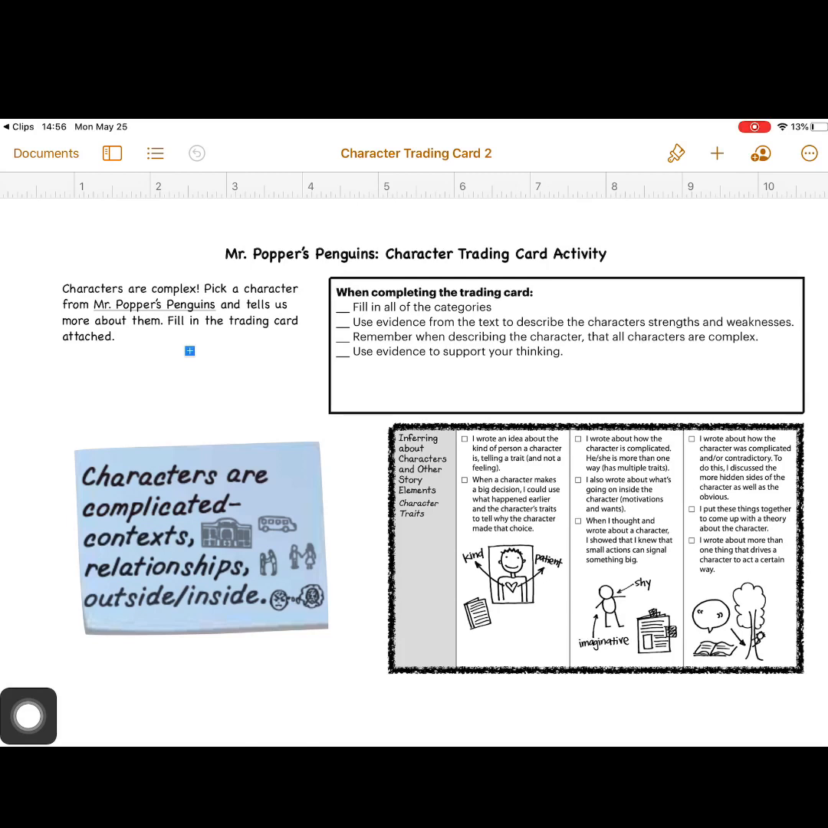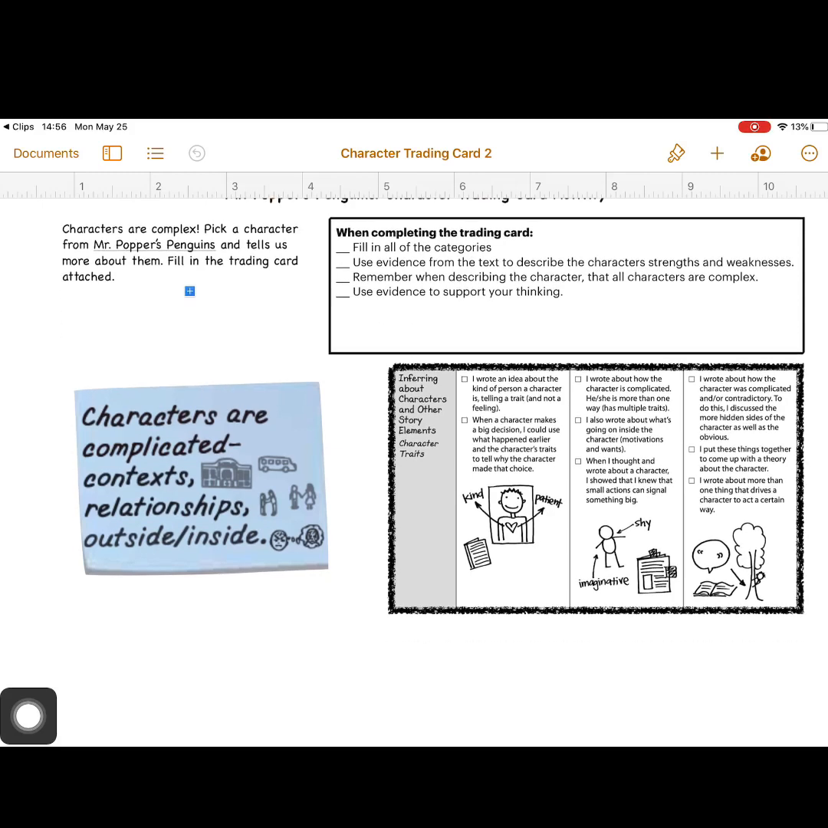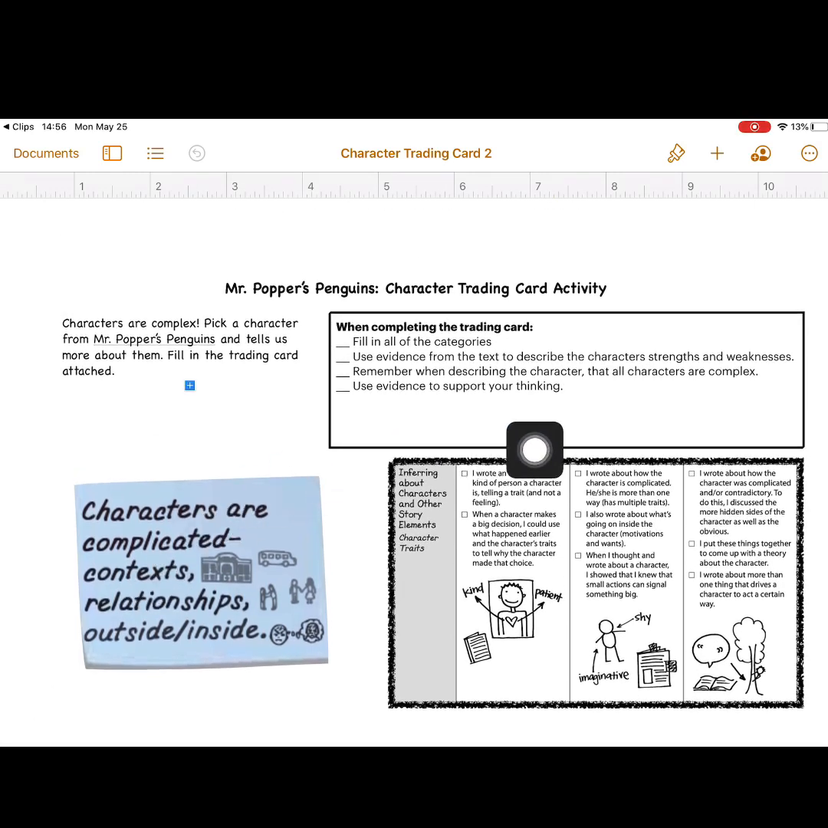When completing this trading card, remember to fill in all the categories. Use evidence from the text to describe the character's strengths and weaknesses, and remember that all characters are complex. Use evidence to support your thinking. So let's take a look. There's also a rubric right here to remind you of what we did in class on talking about characters. Go through that and remember this column is what we're shooting for.